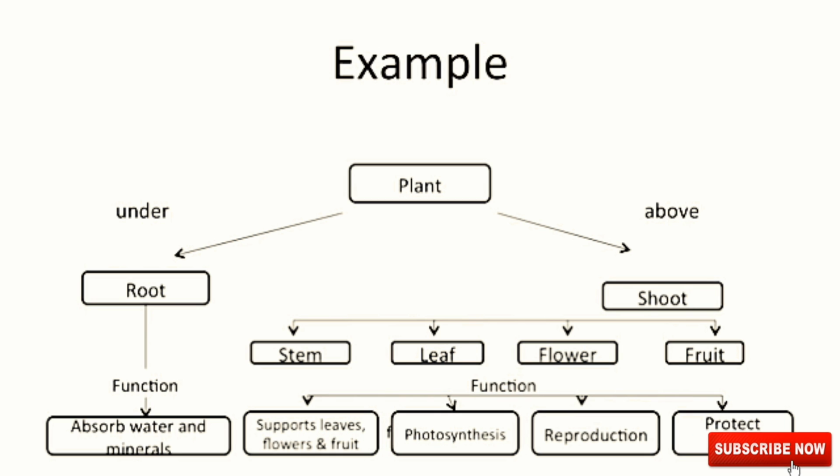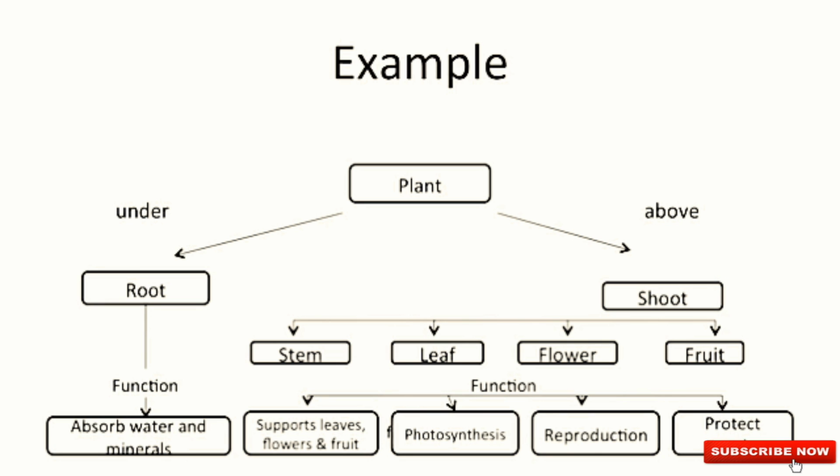The function of the root system is to absorb water and minerals. Then the above ground part is the shoot system, which has stem, leaf, flower and fruit. The functions of the different parts have been shown. The stem supports leaves, flowers and fruits and transfers water and minerals. Leaves help in photosynthesis, therefore help in making food. Flowers have the reproductive organs and are protected, therefore they help in reproduction, and fruit protects the seeds which give birth to the new plant. This whole thing can be explained by means of a concept map like this.